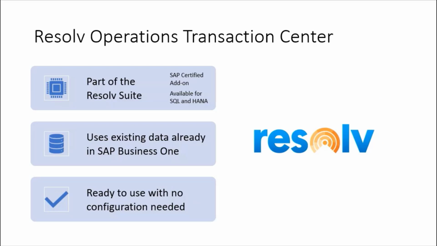The Resolv suite is a leading solution comprised of several modules to improve and extend the functionality of SAP Business One using our B1 first approach of embedding the capabilities directly into core SAP functionality. Resolv Operation Transaction Center is a key part of the Resolv suite, which is available for both SQL and HANA and is certified by SAP. Enabling Resolv OTC is very easy as it is ready to use without any configuration needed. Better still, it will use all the existing data already in SAP Business One, providing you with optimal use from minute one.